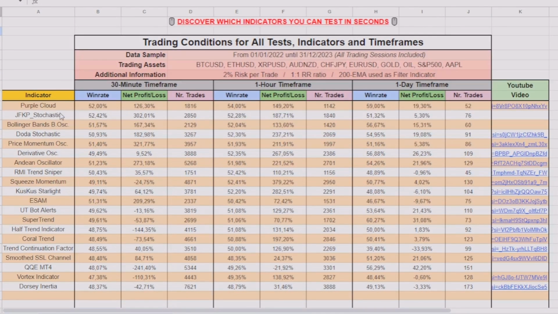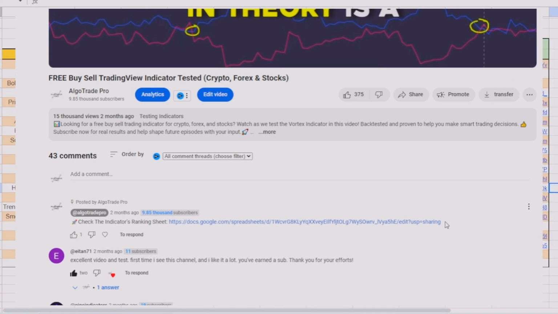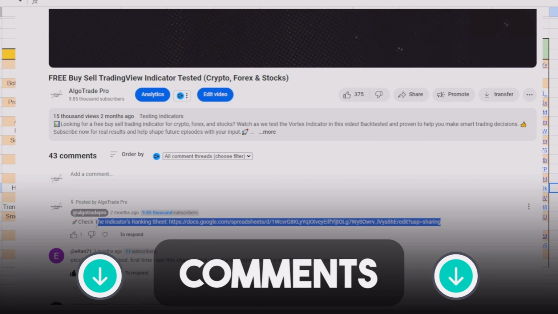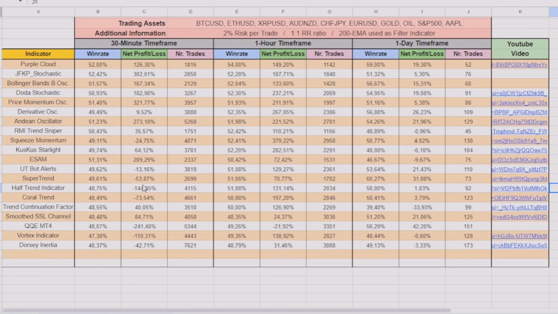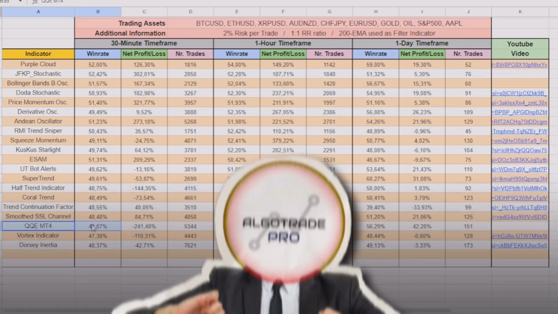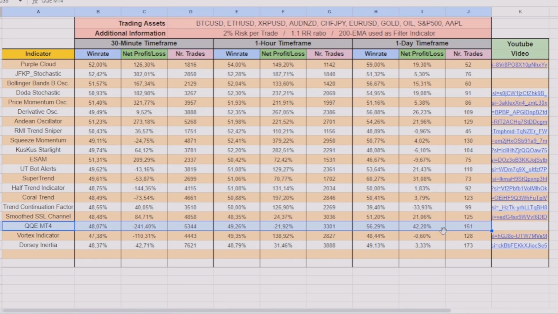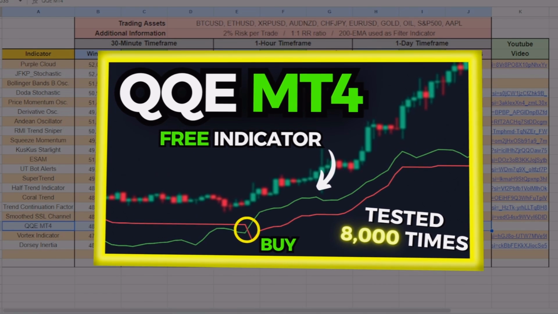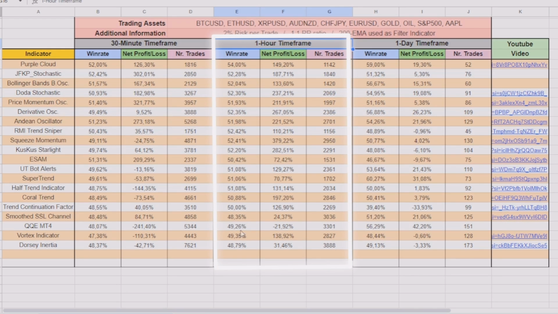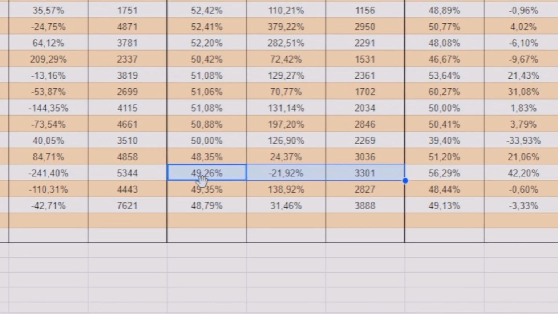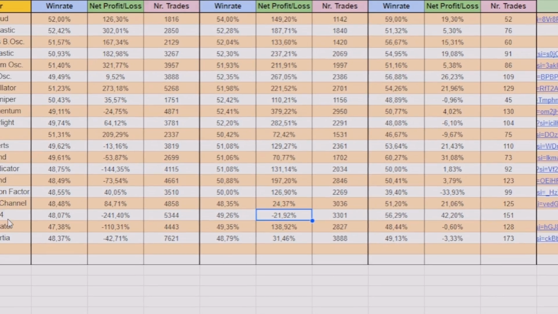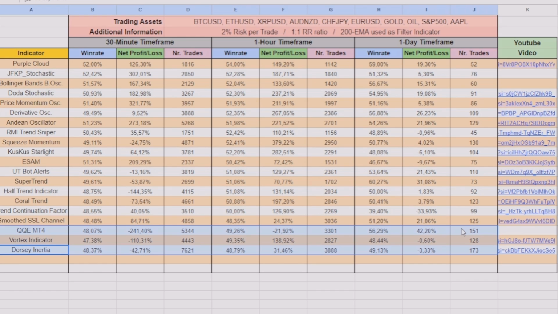For this, I will choose a previously analyzed indicator from my ranking list, which you can also access by clicking on the link in the first comment. To make the DPO's work more challenging, I will choose an indicator that has performed badly. I will choose the QQE MT4, an indicator analyzed in this video, specifically the strategy on the 1 hour time frame. As you can see, this indicator had a win rate of 49% and a loss of 21%, making it one of the worst we have analyzed in our series so far.